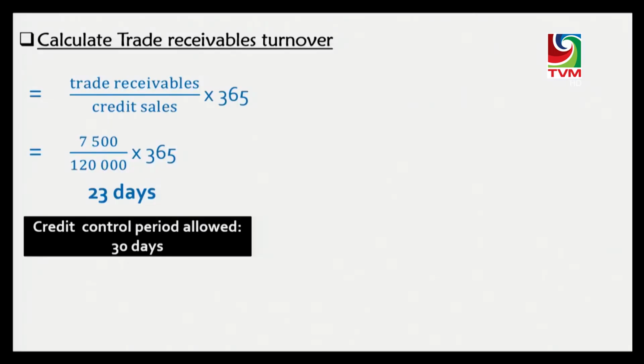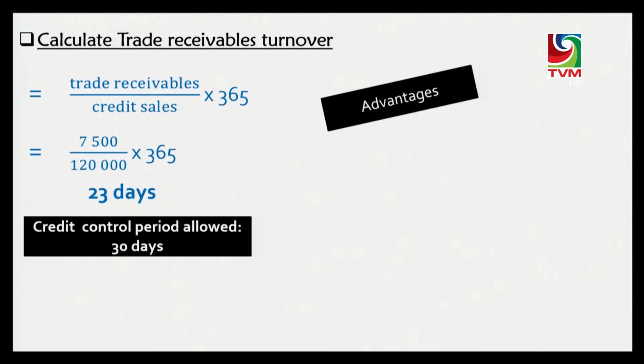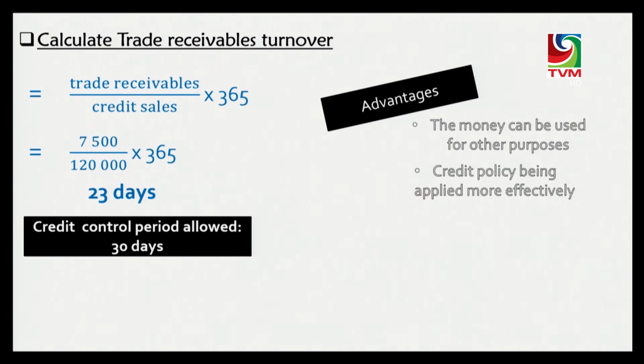So for example, let's say in this business their credit control period allowed is 30 days. So when we compare their credit control period with the trade receivable turnover, it has decreased, right? So the advantage is that the money can be used for other purposes. If it is decreasing compared to the credit control period, it means that credit policy is being applied more effectively.